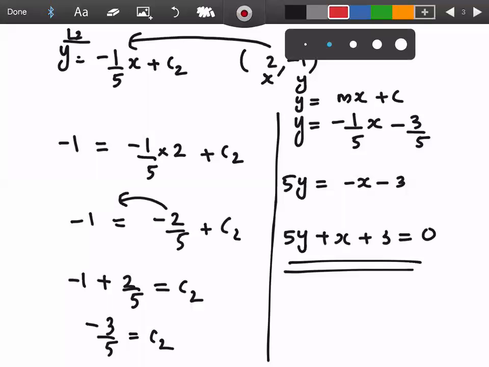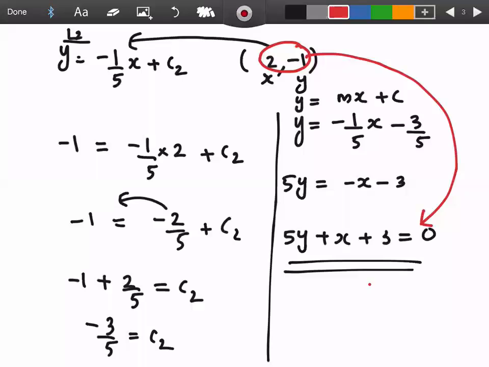How can you check? If you plug the point into this equation, we should get 0. Is it correct? Let's check it: 5 times -1 plus 2 plus 3. 5 into -1 is -5, so -5 + 5, we are getting 0. So our answer is correct. The answer for this question is 5y + x + 3 = 0. I hope you got it.